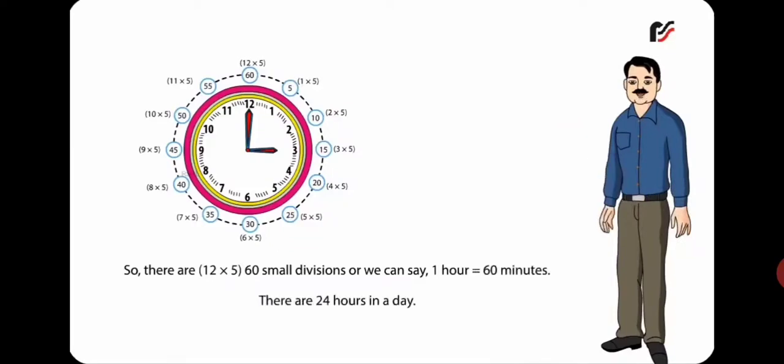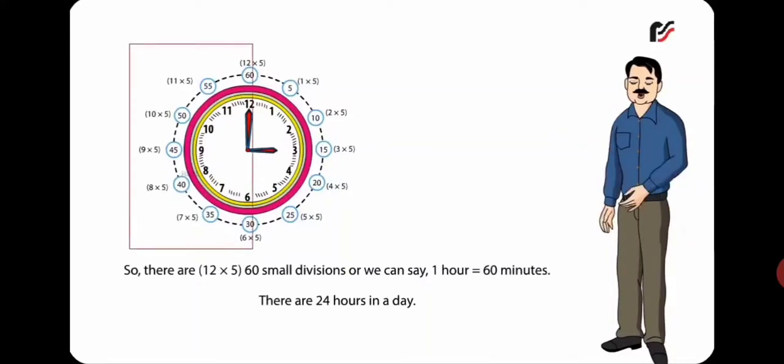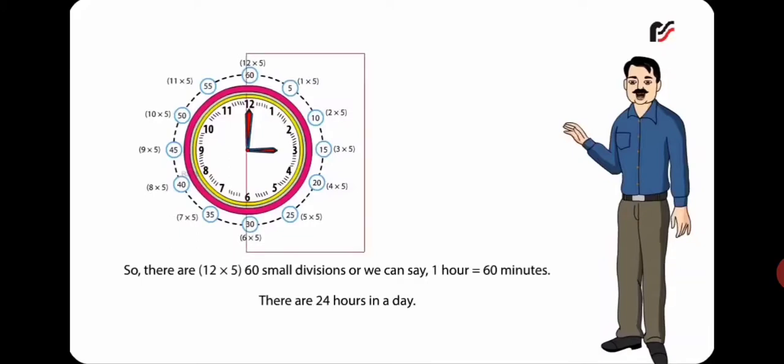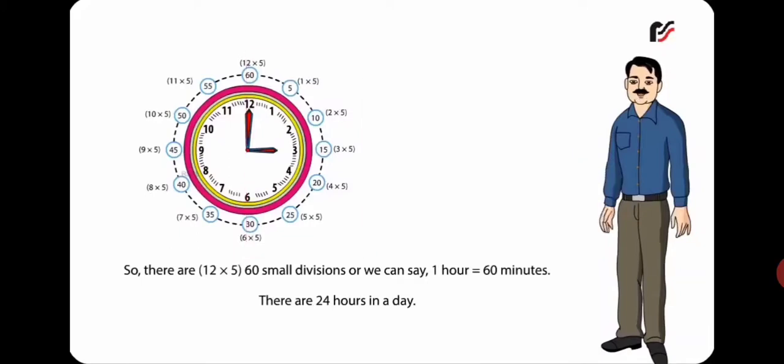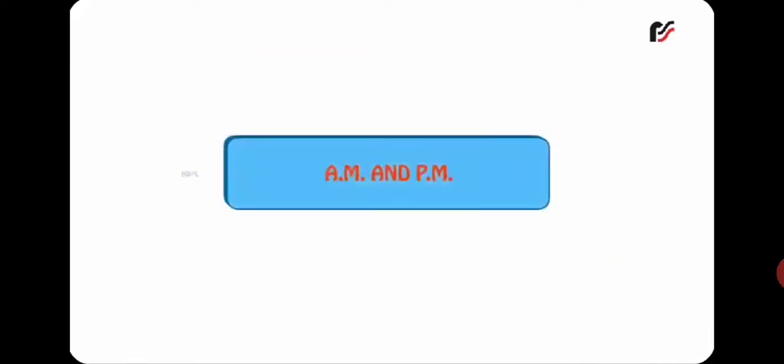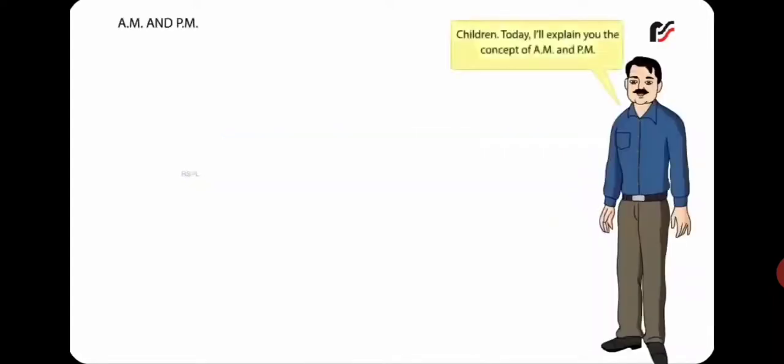There are 24 hours in a day. Remember, half of the clock says next to the next hour. Half of the clock says half past, AM or PM.